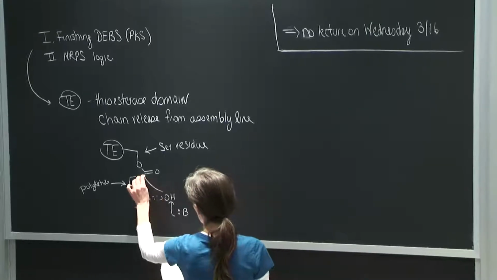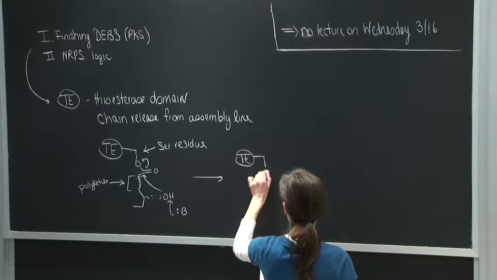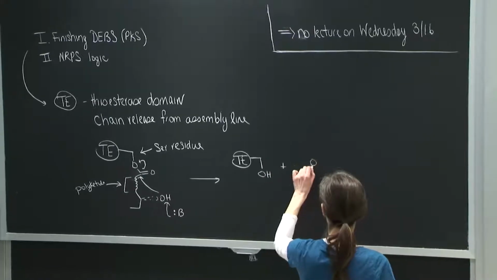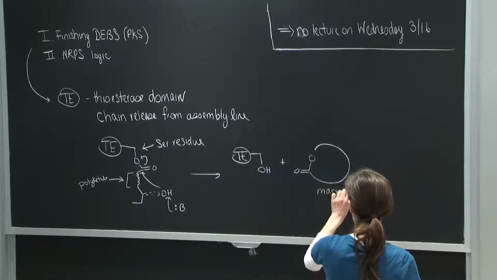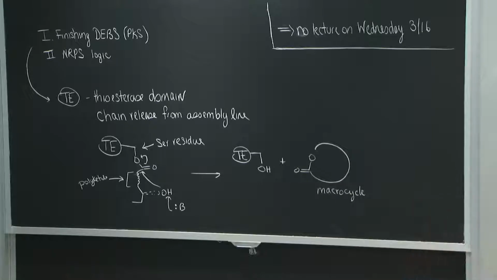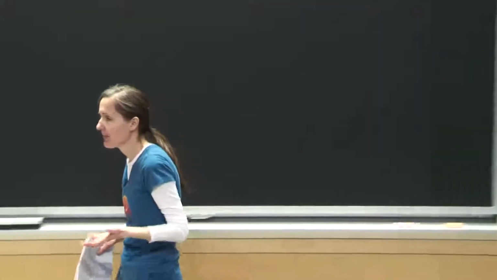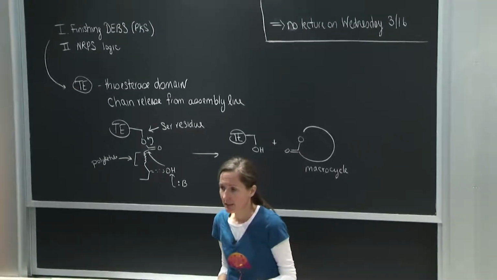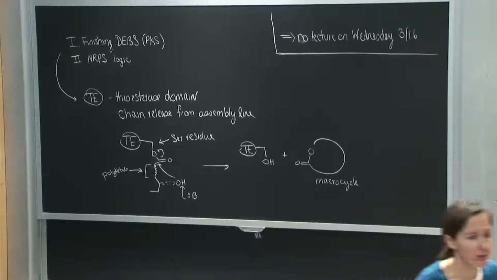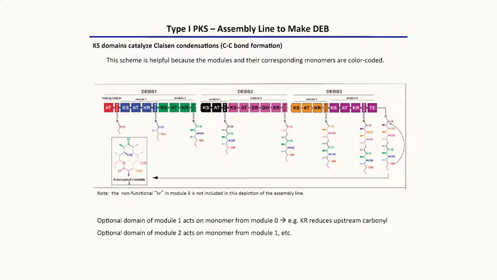So we can have attack and loss. Okay, so in this case, what we end up with is the TE domain plus a macrocycle. Okay, and so that's how we end up with the structure as shown here. So some TE domains will result in formation of a macrocycle. Some TE domains will catalyze a hydrolytic release, and you get the linear chain. So you need to look at the natural product structure, and based on that structure, you can make an assessment as to how the TE works. Okay. And so that's also shown in this depiction, and one other depiction in the notes.